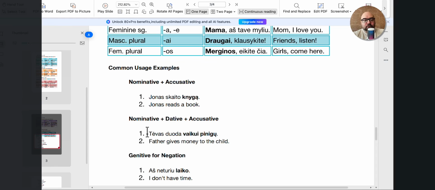So for example, who is the doer of the action? Tėvas, father, gives, duoda, right? To whom does he give? Dative case, vaikui. What does he give? That's a direct object, pinigų. Father gives money to the child, right? As if you're saying, father gives to the child money, if you're saying this word by word in English.